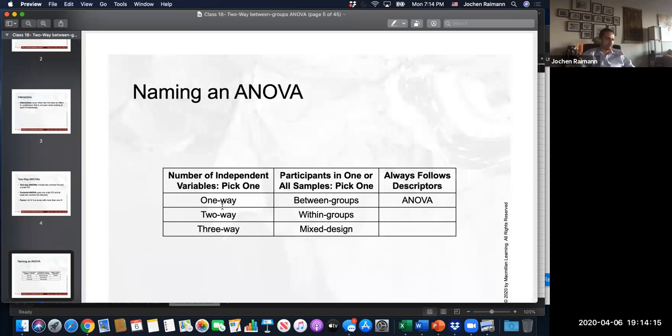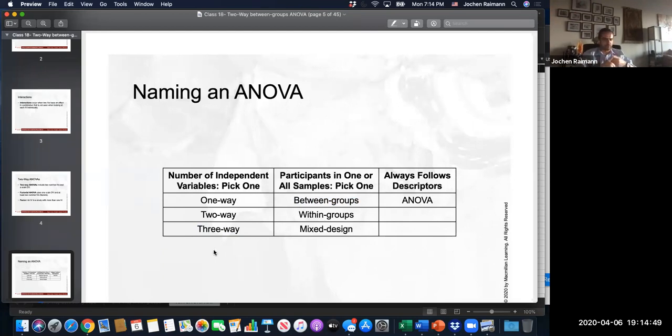I think this is also an important one to memorize. I have this in the Excel too, which I will upload later. We have a one-way between-groups ANOVA and a two-way between-groups ANOVA. The number of independent variables is reflected by the one-way, two-way, or three-way. Whether the participants are in one or all samples determines whether we have between-groups, within-groups, or mixed design. It's kind of self-explanatory.